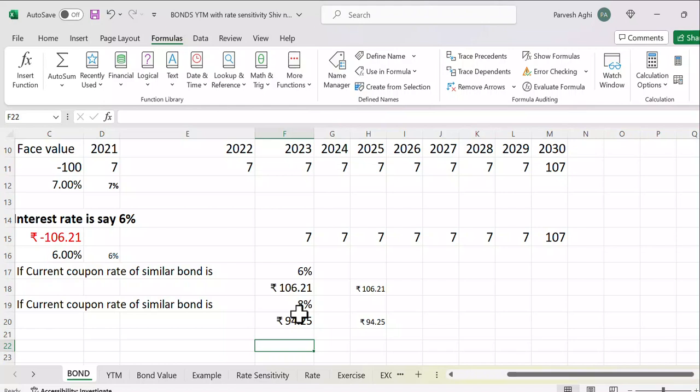9.425 is the face value of the bond. 9.4? 9.425 is the face value of the bond. No, it is not the face value. It is, just listen to me. That means, Pankaj, 2 years have gone. There are 8 years still remaining.